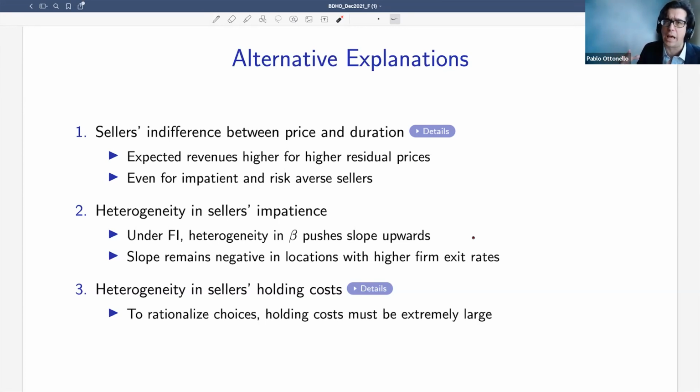We also analyze the potential heterogeneity in sellers' holding costs. A connected question could be, how large would the selling cost have to be for the seller to be indifferent, and it gives you a very, very high cost of selling the property to reconcile that. So in that sense, we think that what we are labeling asymmetric information cannot be explained by other potential theories that would give you the same relationship.